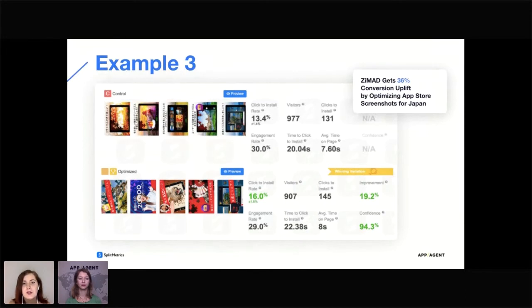As for the success stories, I have a few for you. So first, one of our clients, game publisher ZMAD, managed to achieve an impressive 36% conversion uplift by localizing their App Store screenshots for their game Bubble Birds 4. They localized it for the Japanese audience.